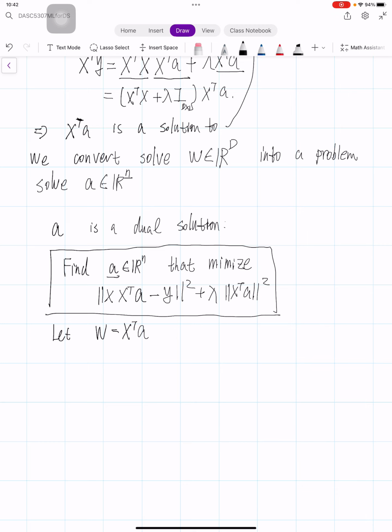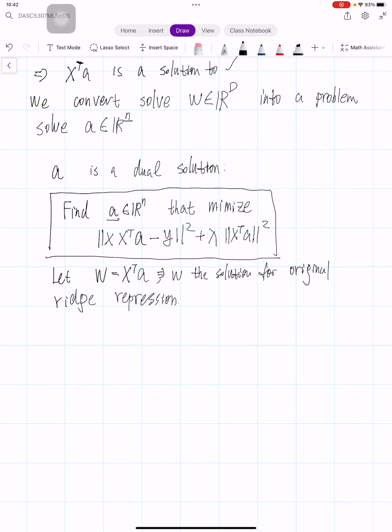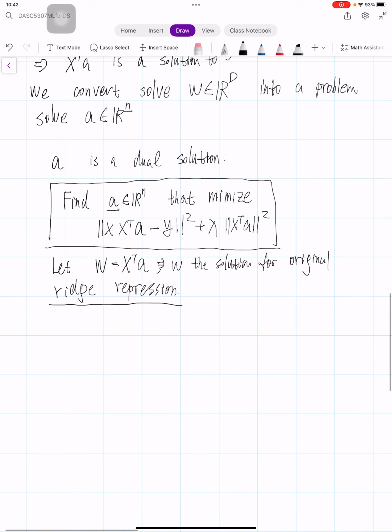So this is the solution for the original ridge regression. Okay, so in other words, if we can solve this problem, we substitute this, we get a solution for the original ridge regression.